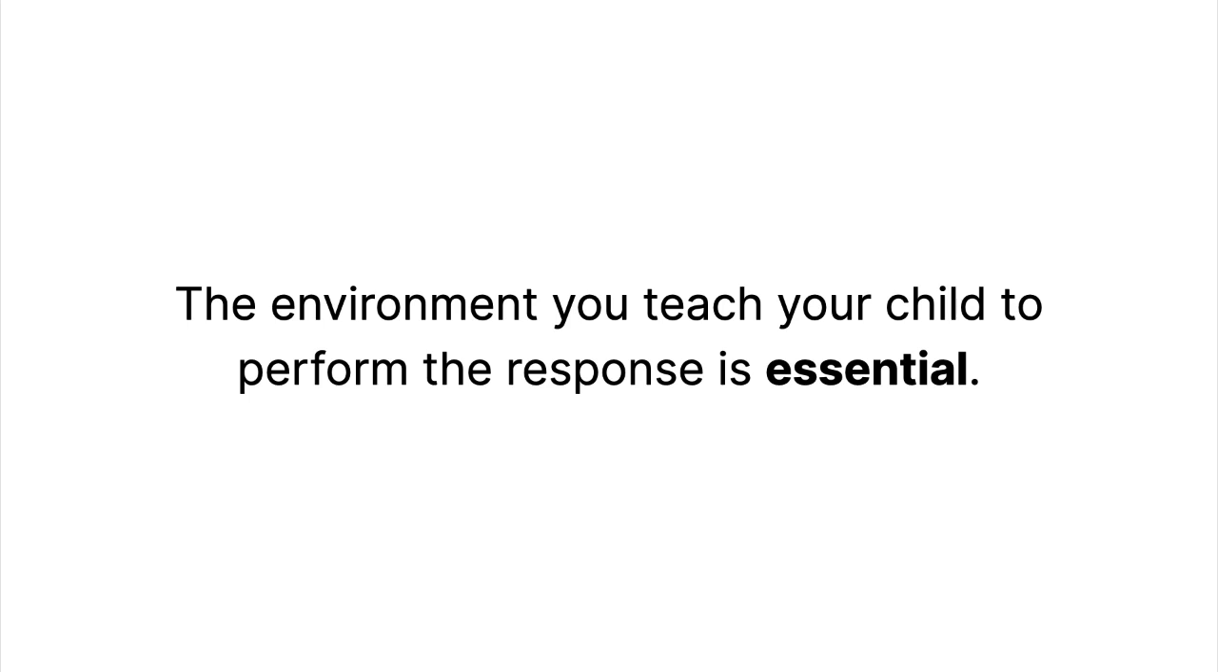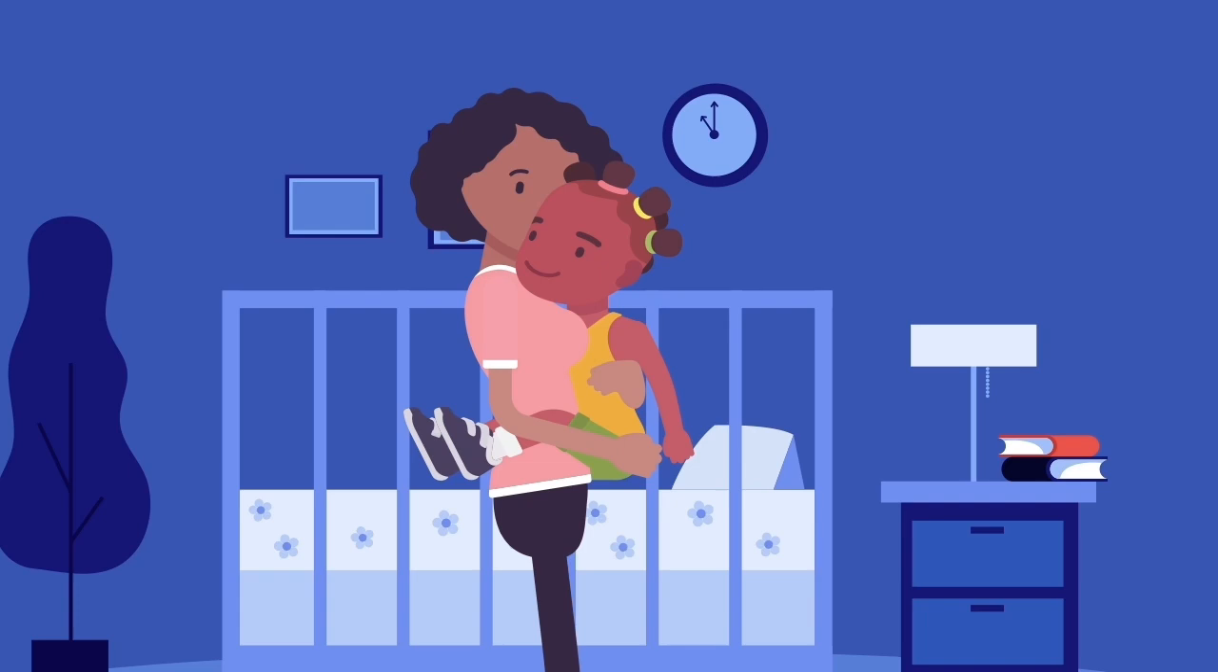The environment in which you teach your child to perform the response is essential. This is because you want to ensure your child has enough opportunities to practice the new skill. You can instruct your child in the everyday or natural setting. Consider the case study of baby Susie. Mom could only teach Susie to sign for attention when she put her down for a nap or for the night. These teaching opportunities occur at natural times.